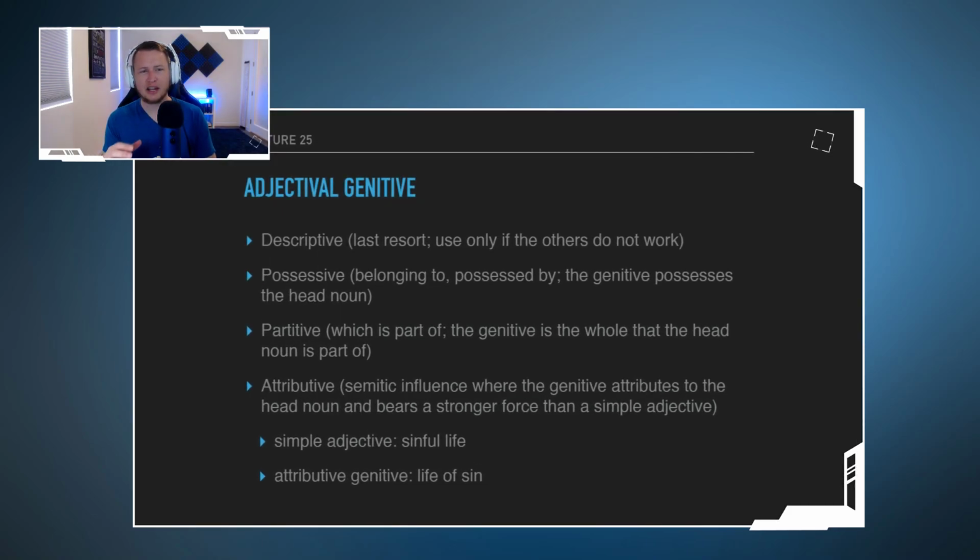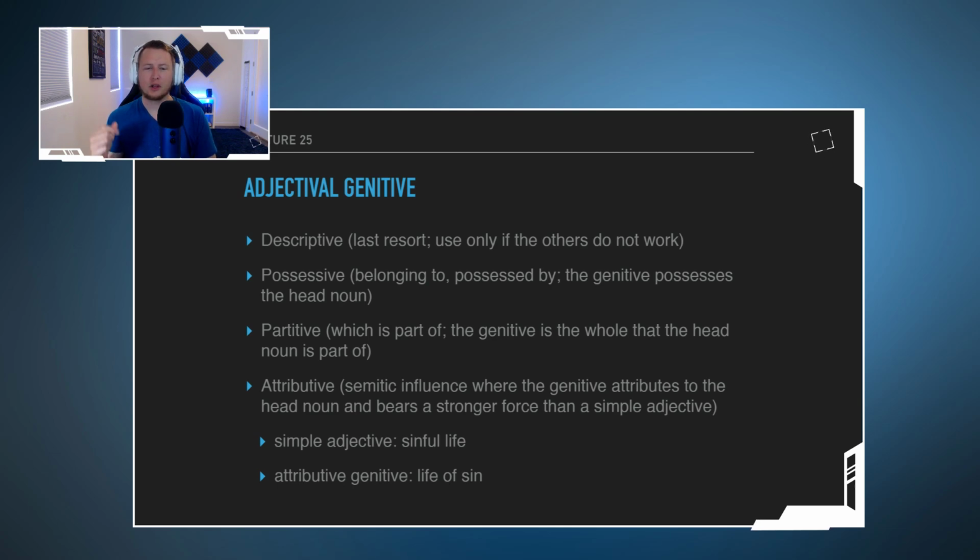When it comes to the adjectival, there's several different ones. There's descriptive, possessive, partitive, and attributive. For descriptive, this is pretty much a last resort. Don't default to this one. Use this one when none of the other ones make sense. It's describing something else, okay? There's possessive, where it shows possession, belonging to, possessed by, where the genitive actually possesses the head noun, and not the other way around.